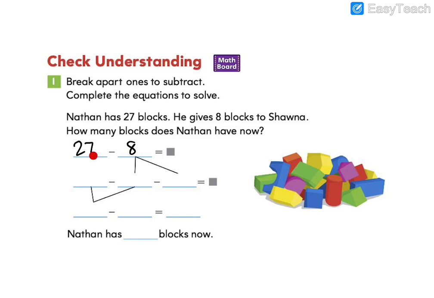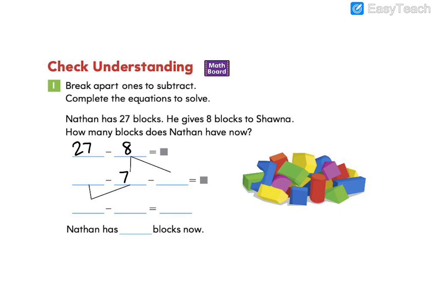In order to get to a 10, I know I need to subtract 7 ones. If I subtract 7, I'll have 1 more remaining. So I can solve 27 minus 7 is equal to 20 minus that 1 more. Should have gotten you 19. So you should have found that Nathan has 19 blocks now.